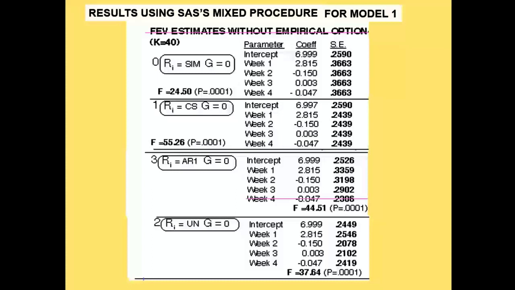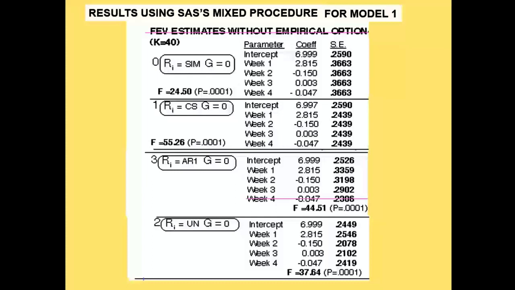If I asked you what's the average FEV score for the first week based on these estimates, what's the answer? Well, now you notice week one is one for the first week and zero otherwise. Week two, three, and four are zero. So it's 6.99 plus 2.815, which is 9.7. That's the estimate for the first week. So the first week is 9.7, and the fifth week is 6.99 on the average.